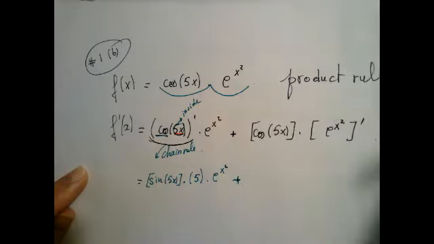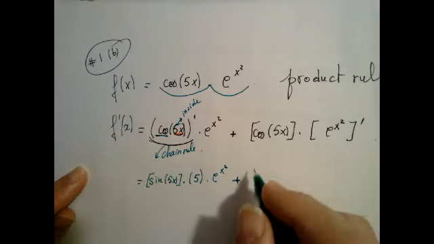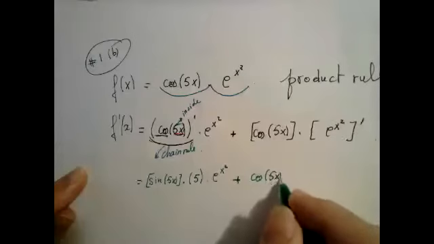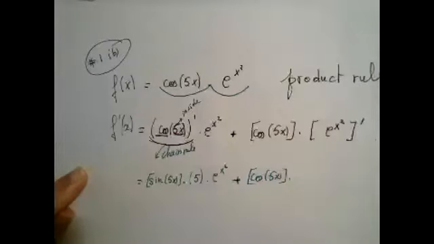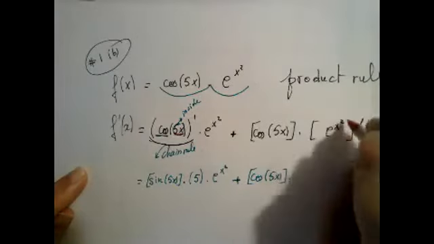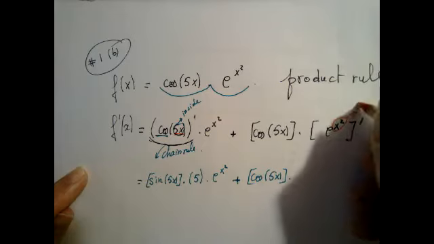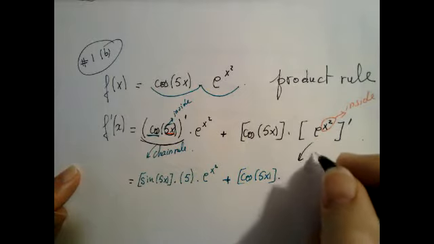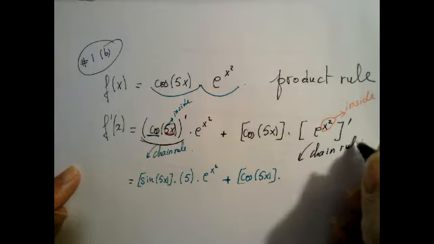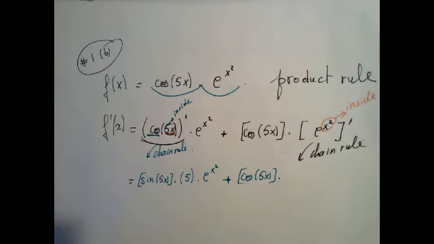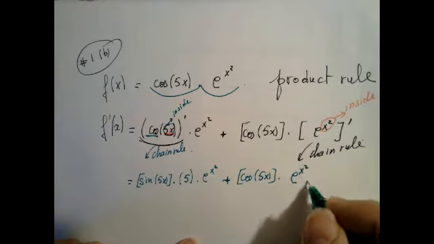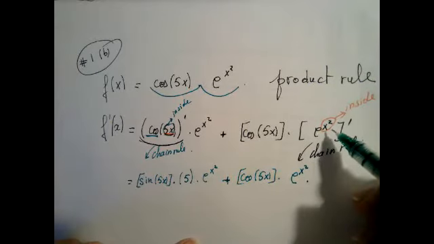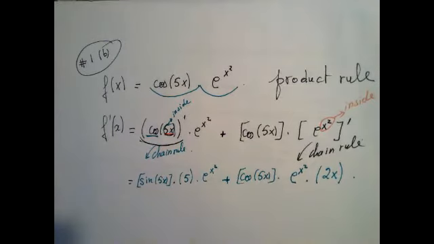Plus cosine 5x, there's nothing we want to do about that, times e to the x squared. Again, we have inside and outside. And this is my inside function here. Okay, so the chain rule. So again, from here to here, we're going to use the chain rule. So what's the derivative? It's the derivative of the exponential, which is the exponential itself, evaluated at the inside function, times the derivative of the inside. The inside is x squared. Derivative of the inside is 2x. All right, and of the problem.